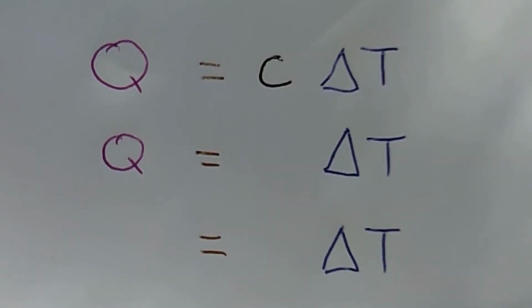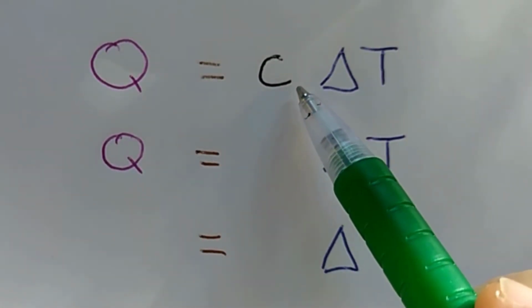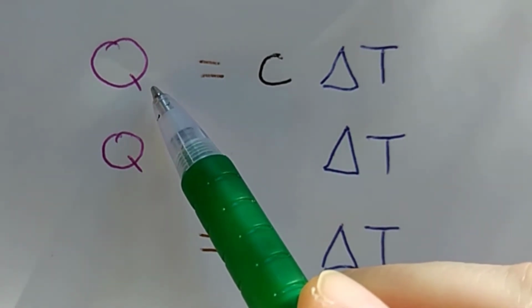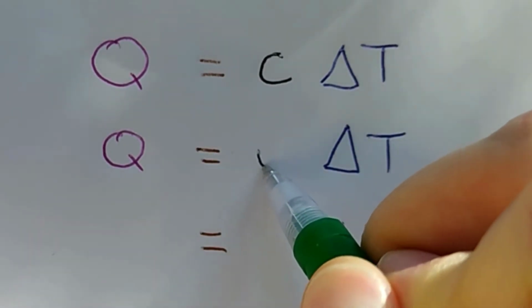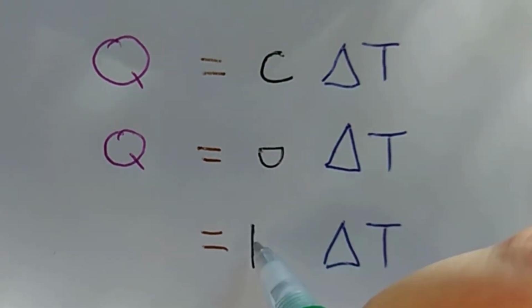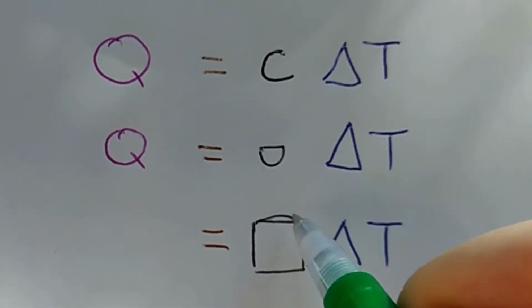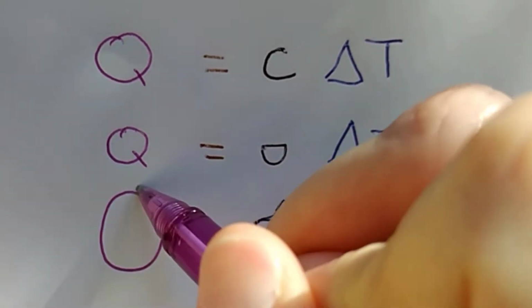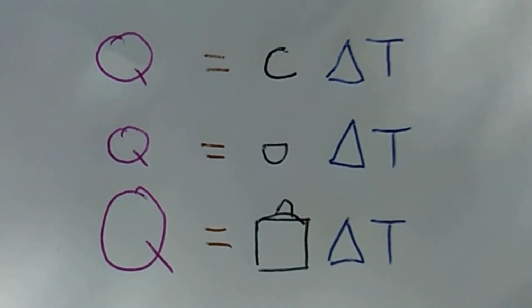Also, if we increase C, the heat capacity, we also increase the energy required for the same temperature difference. And an example of this is heating up a bowl of soup versus heating up a whole pot of soup. The pot of soup has higher heat capacity, so it'll take more energy to bring it up the same temperature as heating up the bowl.